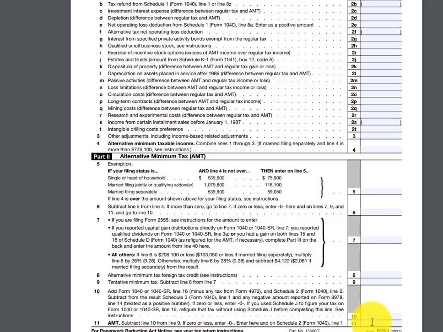All right, so that's how the form and process works. Again, it doesn't affect nearly as many folks as it used to, but it's still kind of a thorn in our side, meaning that we have to consider the possibility with those with higher incomes that they could be subject to this, depending on which of these different adjustment items they have in their tax situation.